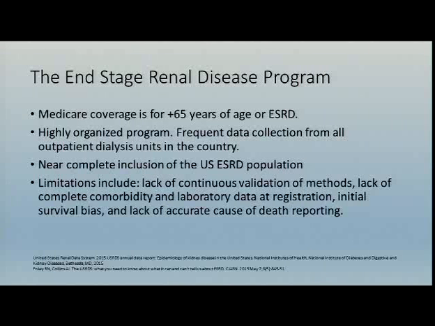It's a highly organized program. Frequent data are collected from outpatient units in all the country. The system has near complete inclusion of all people who have End Stage Renal Disease and are on dialysis. So that is a big cohort. The limitations that we know on the United States Renal Data System that is well documented is that there's lack of continuous validation of methods, lack of complete comorbidity and other labs acquisition at the time of registration. There's some other inaccuracies that we'll get into. But there's significant issues with the data.